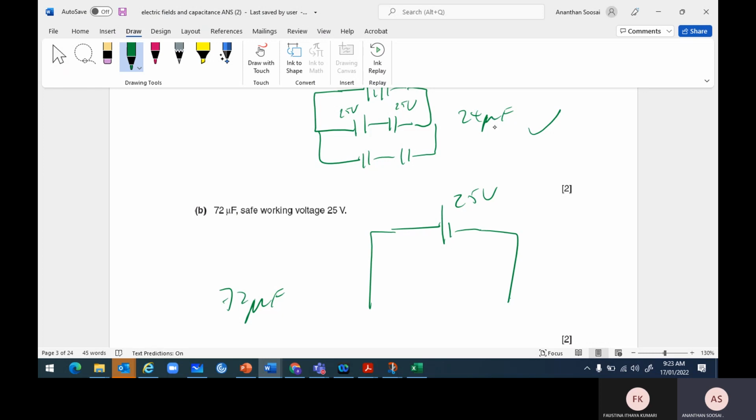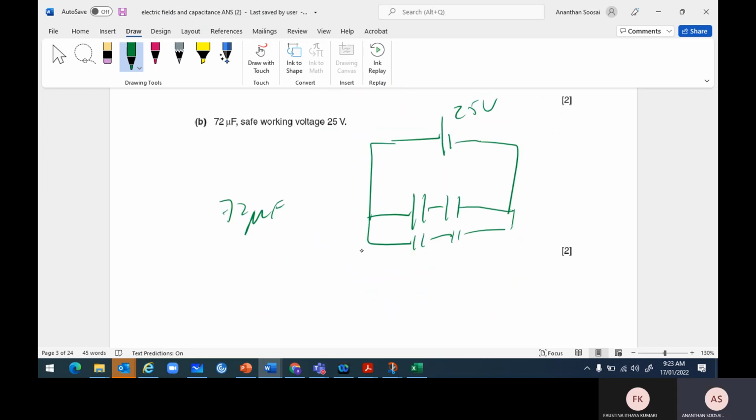So in this case, you can have the same as above, okay? And you can have another one here, okay? Right? So in this case, 25 volt is the power supply. So are all of them safe? Each getting how many volt? 12.5 volt is fine, as long as less than 25 is safe. 12.5 is fine. And the effective capacitance comes to 72 microfarad. Okay.